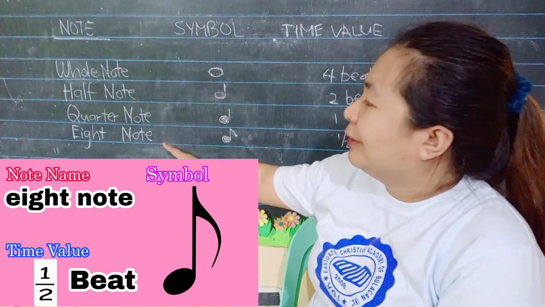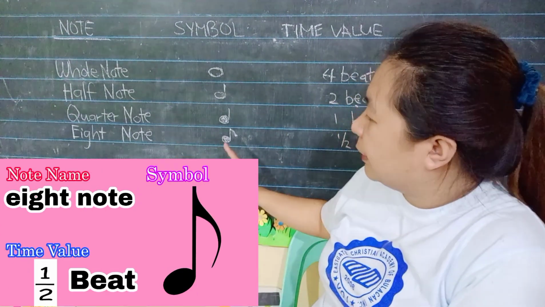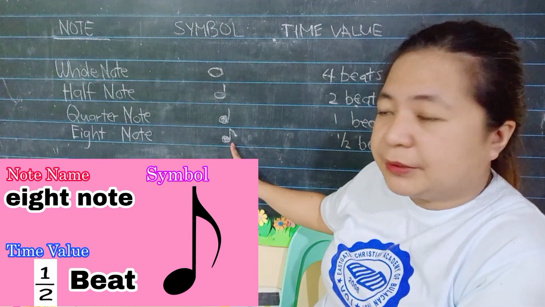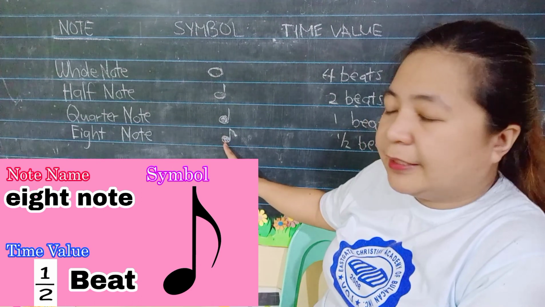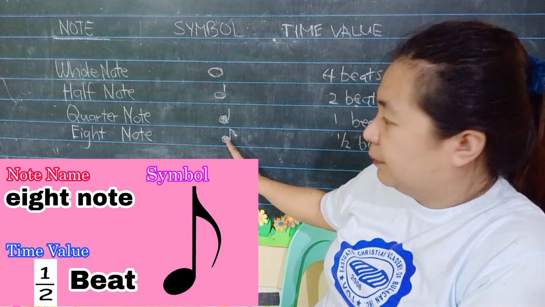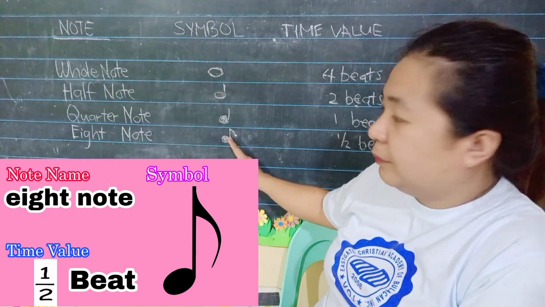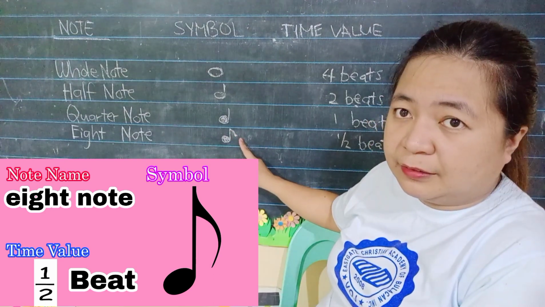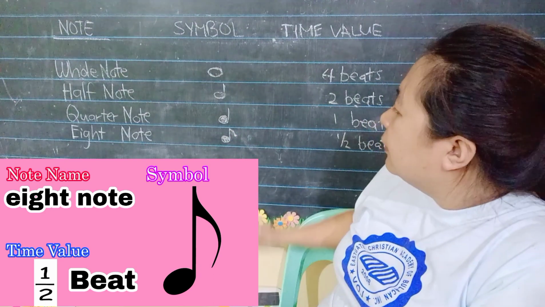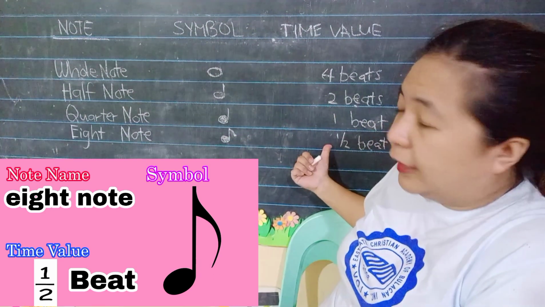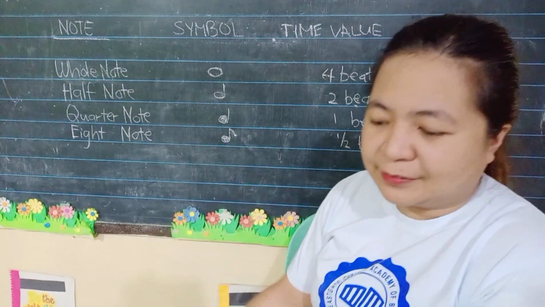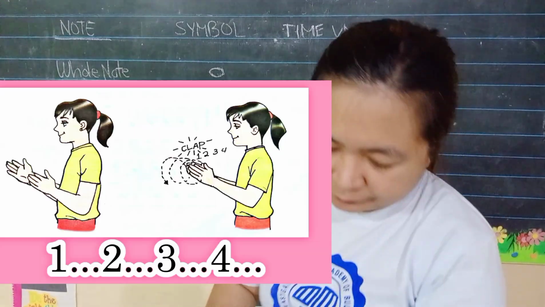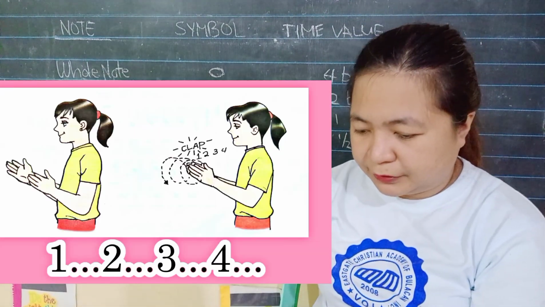The eighth note naman, meron siyang ganitong symbol, which is yung kanyang head note ay circle, and then may shades din sa loob, meron siyang stem, and meron siyang flag. Okay? And then, ang kanyang time value is 1.5 beat. Ayan. So, I'm gonna show you a picture over here.